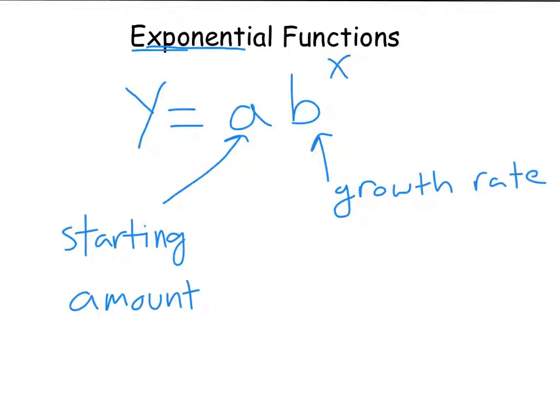A couple rules about b. Really just one major one. B can't be 1, okay? If it's 1, then it becomes a really simple linear model, which we don't want. It's going to be a straight line and not the exponential curve that we're looking for.